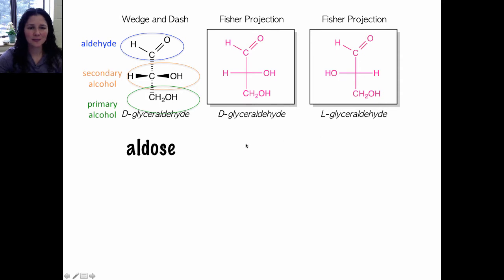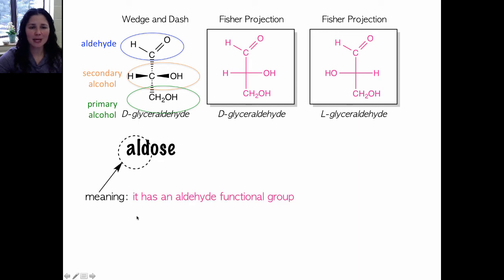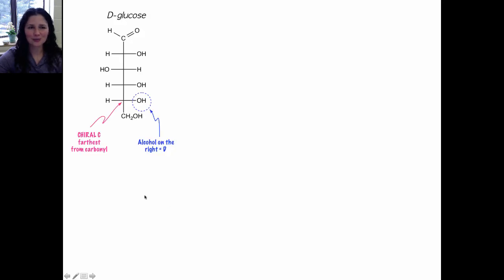D-glyceraldehyde is an aldose. This name comes from the fact that it has the aldehyde functional group. So the ald part of this name means that it has an aldehyde functional group. Later in this activity, you will learn about ketoses. Ketoses have ketone functional groups rather than aldehydes. So aldoses and ketoses are 2 types of sugars that we will talk about. The OSE ending simply means it's a sugar or a carbohydrate. Now let's move on and look at longer sugars.